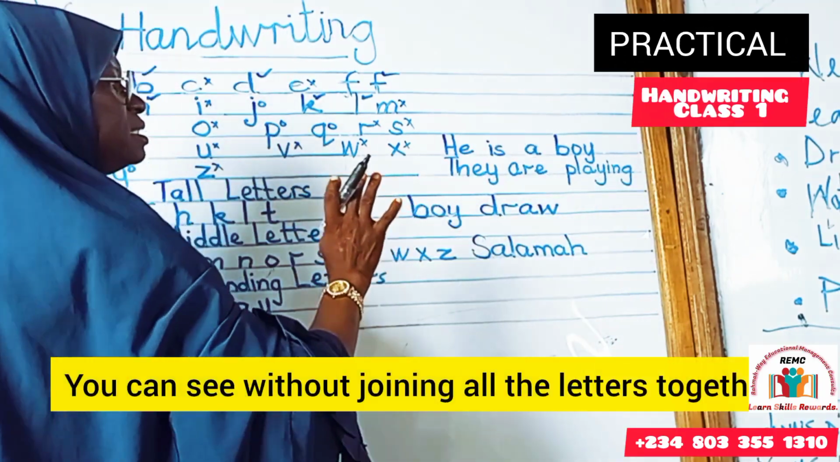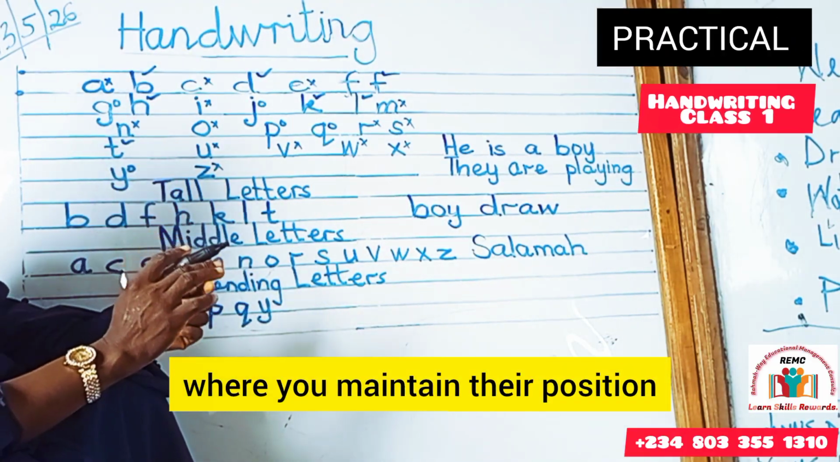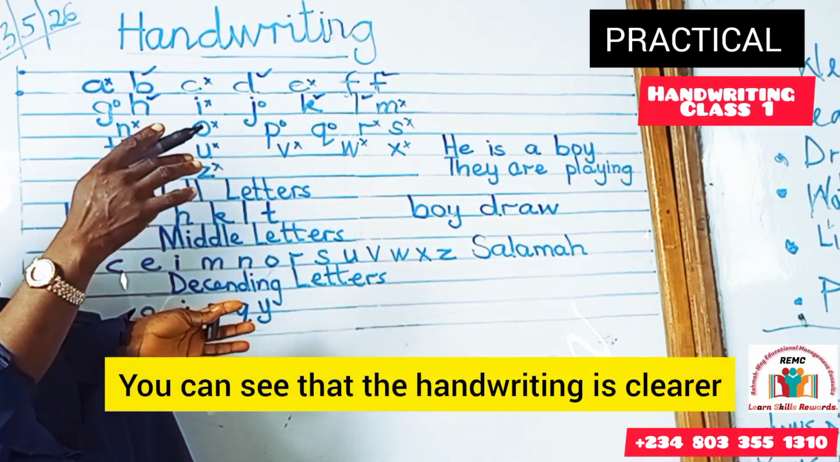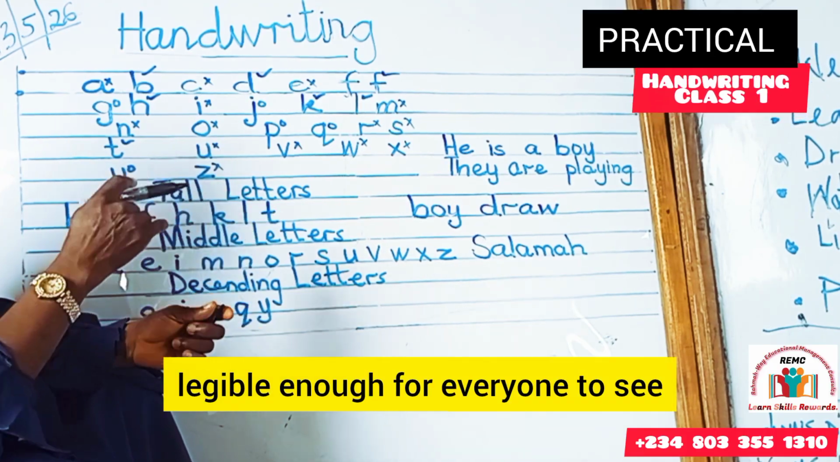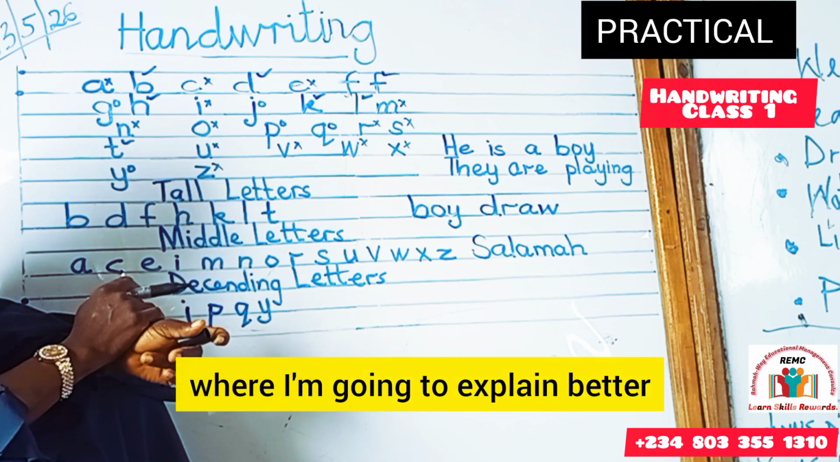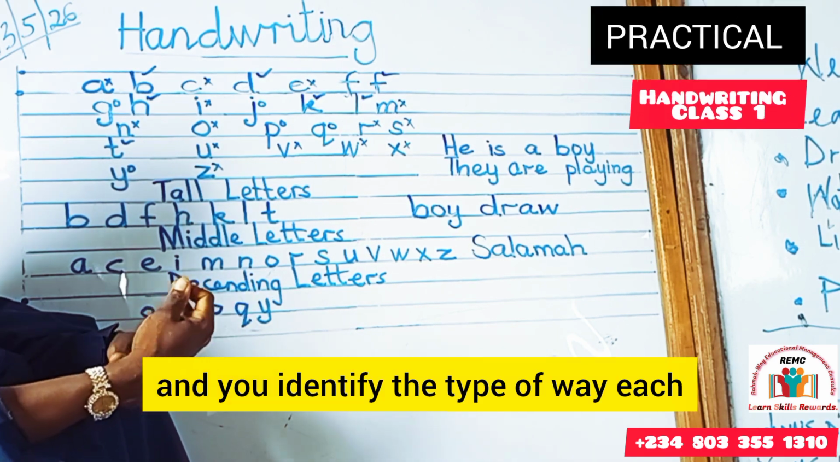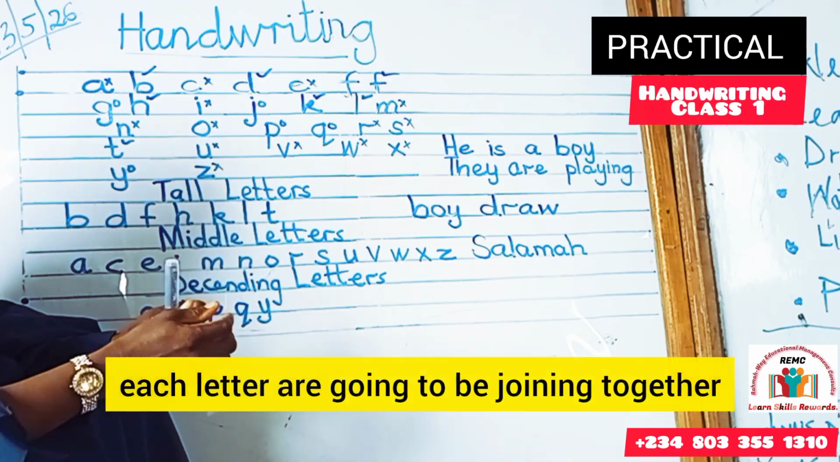You can see that without joining all the letters together, you just write them where you maintain their position. You can see that the handwriting is clearer and looks beautiful, legible enough for everyone to see. So by God's grace, you are going to see me in the next class, the practical class, where I'm going to explain better how all the letters will be joining together, and you identify the way each letter is going to be joining together.